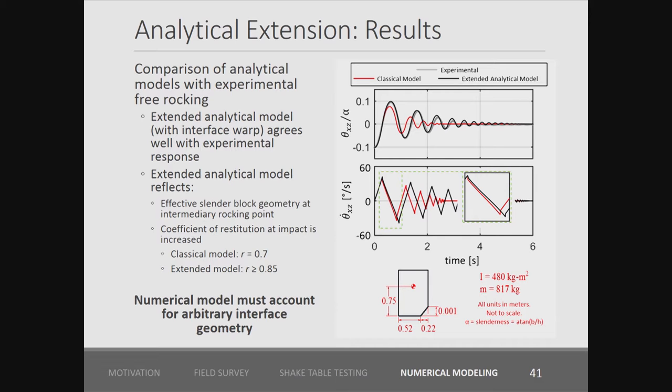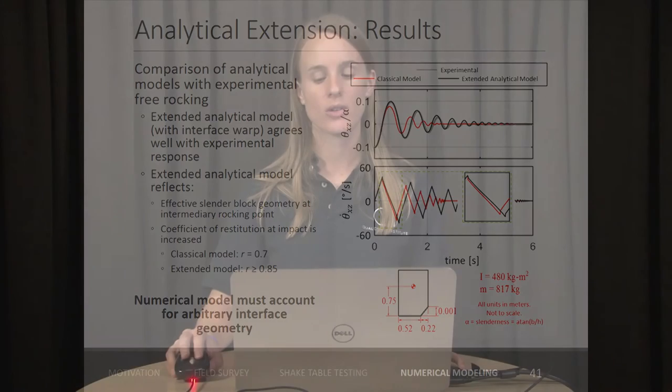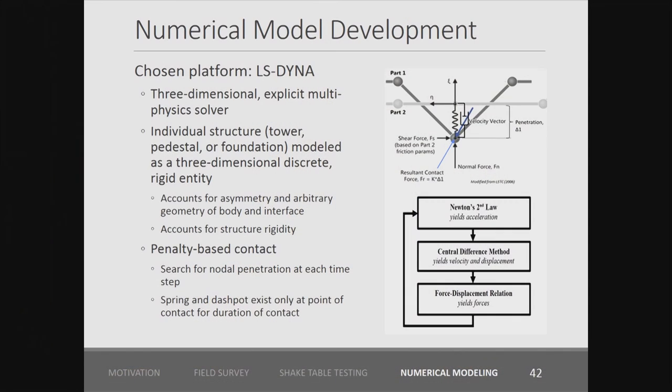And so therefore, moving forward, the numerical models need to be able to account for an arbitrary interface geometry as well as the complex multimodal and multibody behavior that was observed in the experimental portion of this dissertation. And so to address this, the numerical model was developed in the explicit multiphysics solver, LS-DYNA.